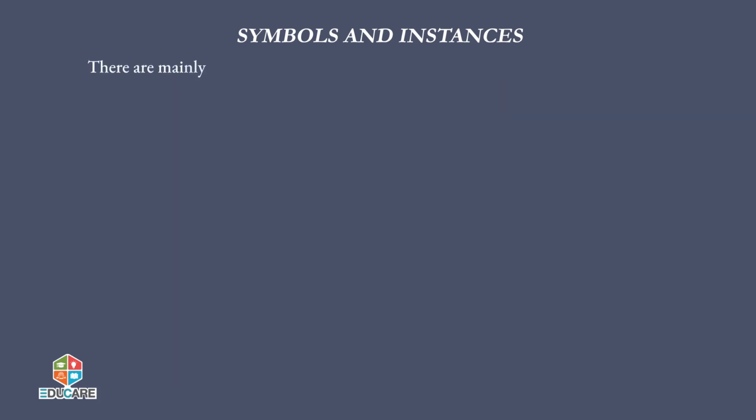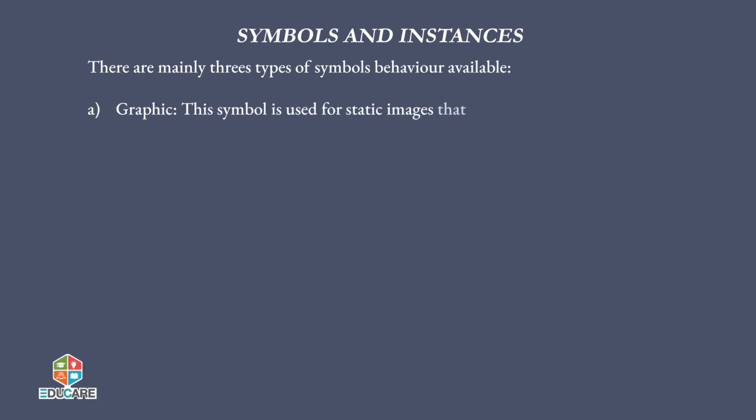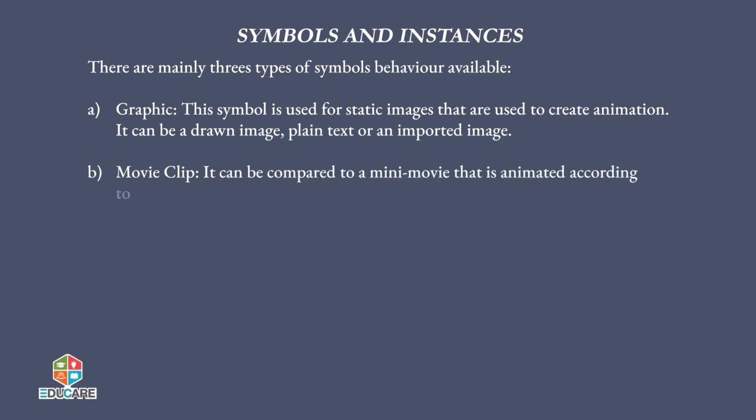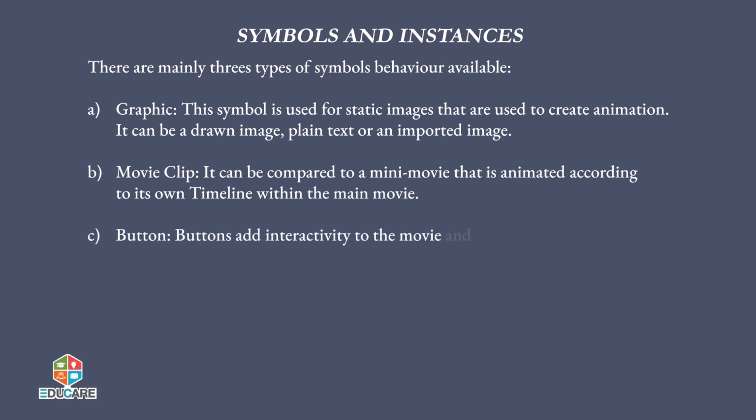There are mainly 3 types of symbol behavior available. Graphic. This symbol is used for static images that are used to create animation. It can be a drawn image, plain text, or an imported image. Movie clip. It can be compared to a mini-movie that is animated according to its own timeline within the main movie. Button. Buttons add interactivity to the movie and respond to mouse clicks, key presses, and other actions.